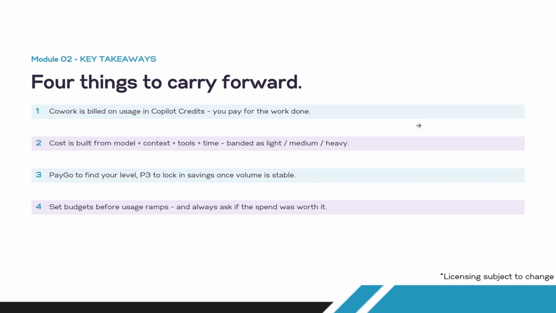The cost is built from the model, the context, the tools, the time, and is banded as a light, medium, or heavy task. You've got 2 different payment options available, pay as you go and then P3. And you can set your budgets within the M365 Admin Center, and you should do so before using it to make sure that you've capped your spend so you're not paying a crazy amount of money.